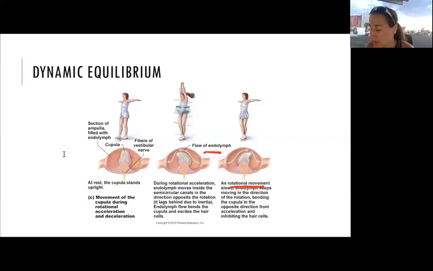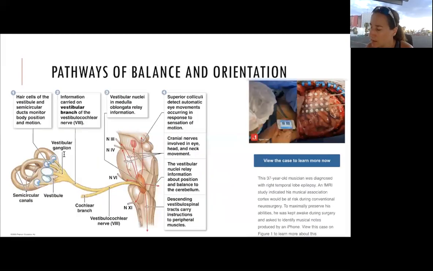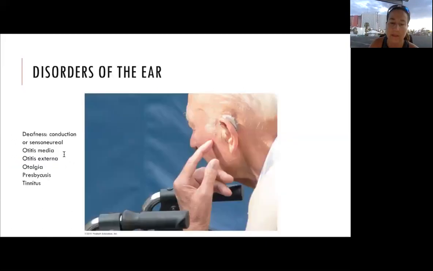Again, it is cranial nerve number 8. And this is what it's about here. We have deafness. It could be conduction or sensorineural. Conduction sounds exactly like it's just something in the way, maybe you have too much earwax. And then sensorineural would be damage to the nerve cells.